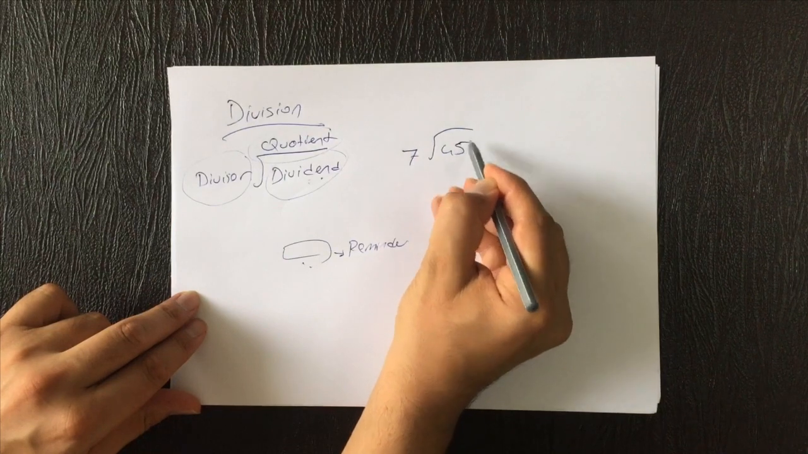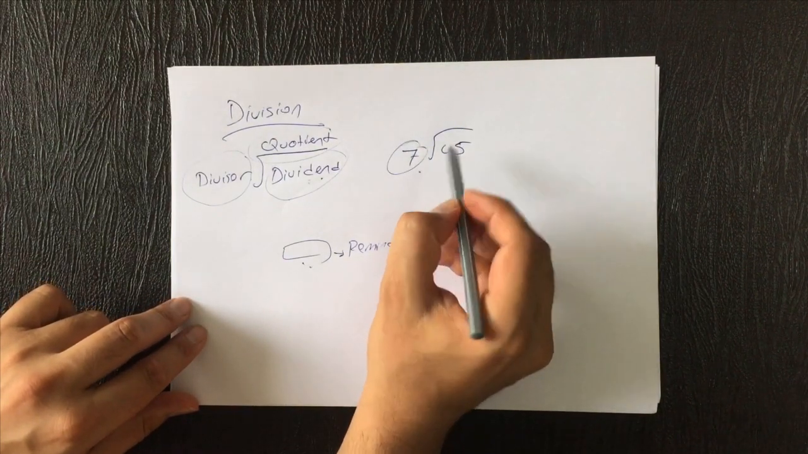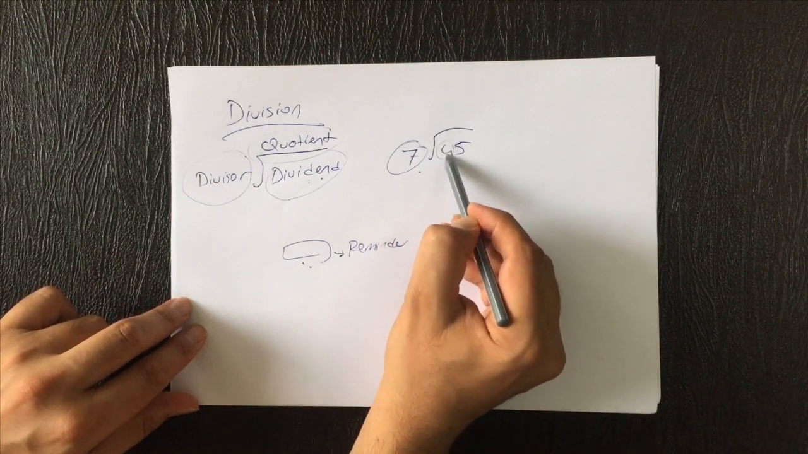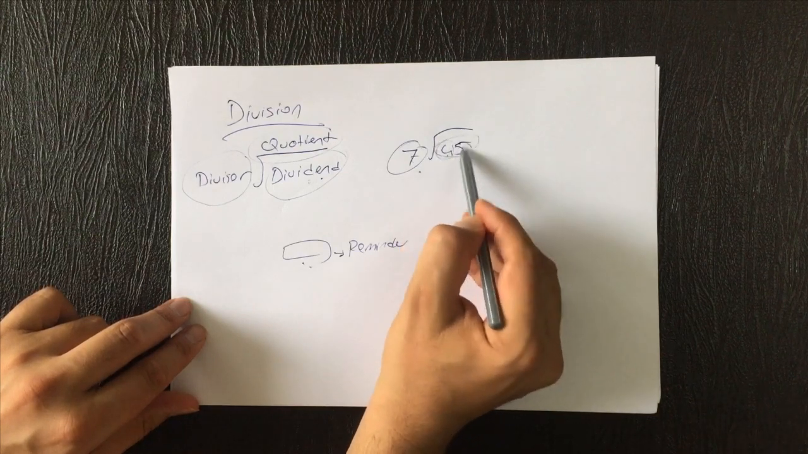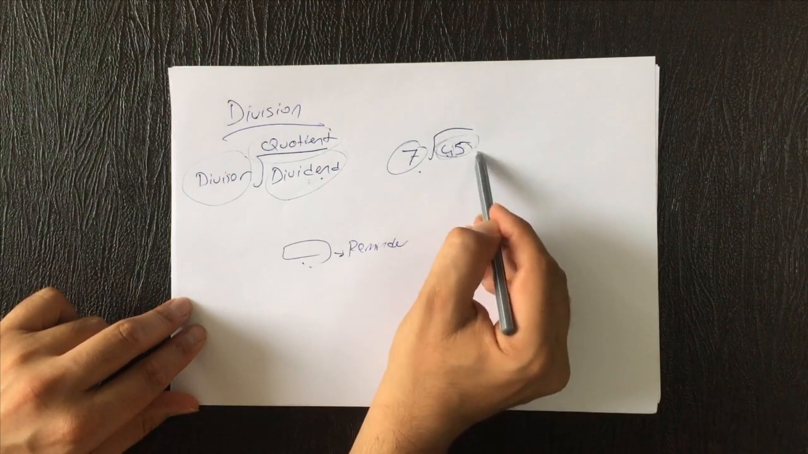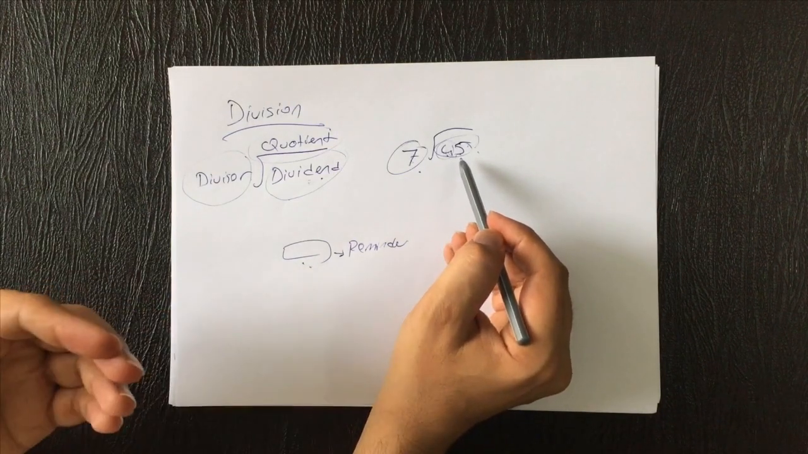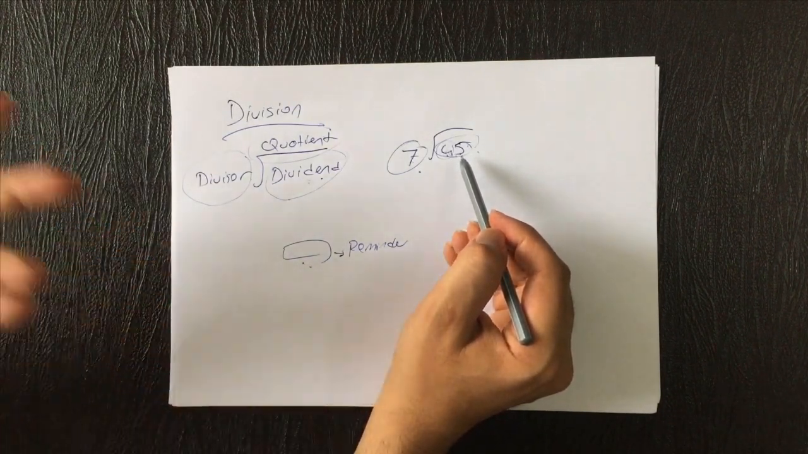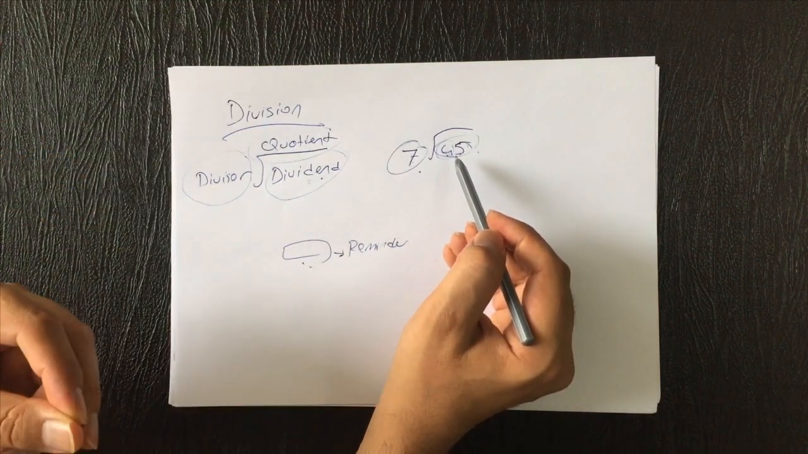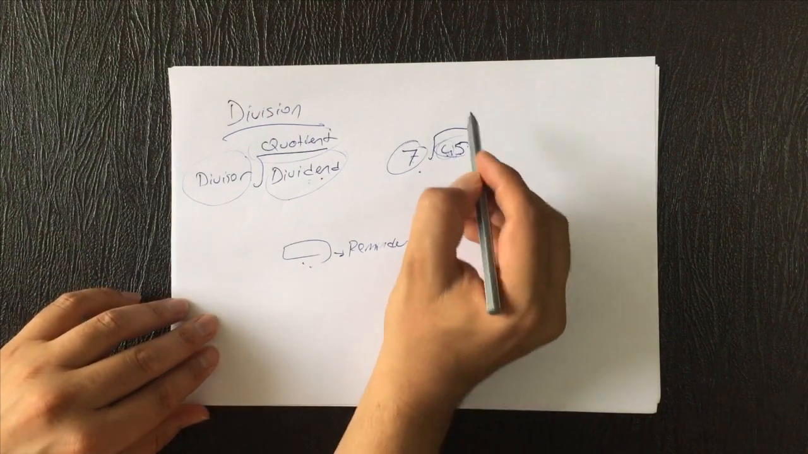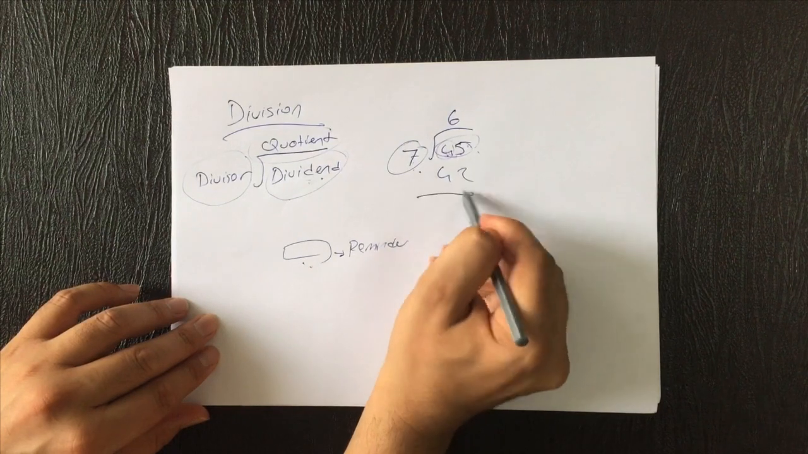For example, it is 45, and let's make division by 7. How can I do it? You have to look at the first number. Can you see any 7 inside of the 4? No, it's not possible. So just look at the 2-digit number 45. How many times is 7 inside of the 45? Just guess it. You have to remember the multiplication table. So it is 6 times. 6 times 7, it is 42.